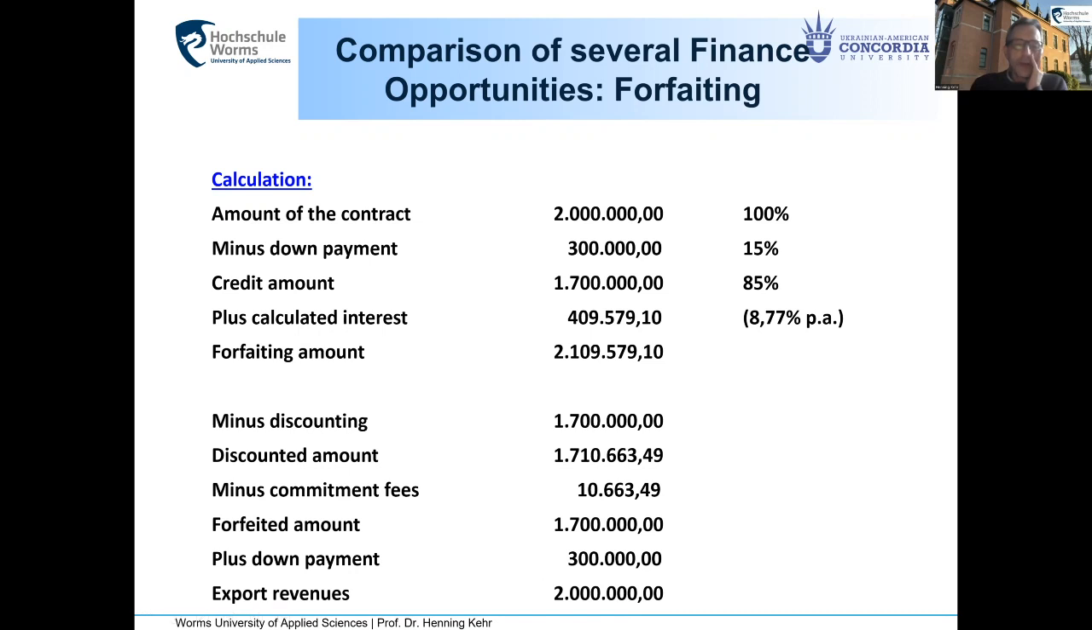And the discount or discounted amount here, forfeited amount in the middle, is also 1,700,000 because you have the chance to finance the amount of 2,109,000 by 7% for some years. I will show you that with an Excel sheet in the next step.